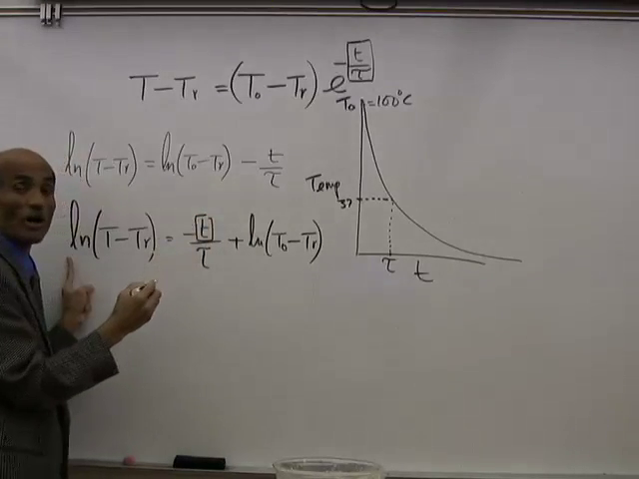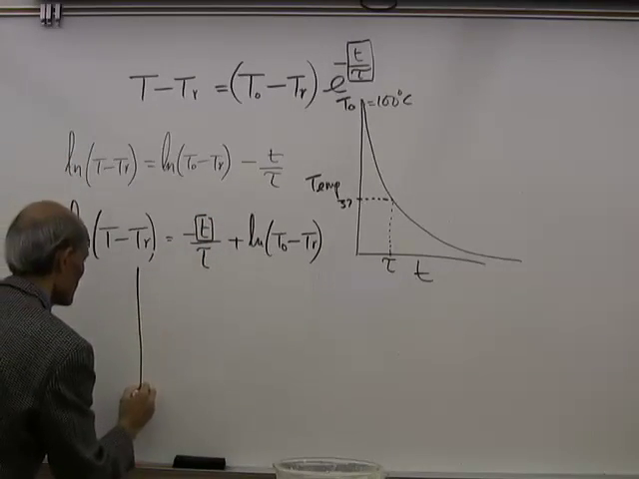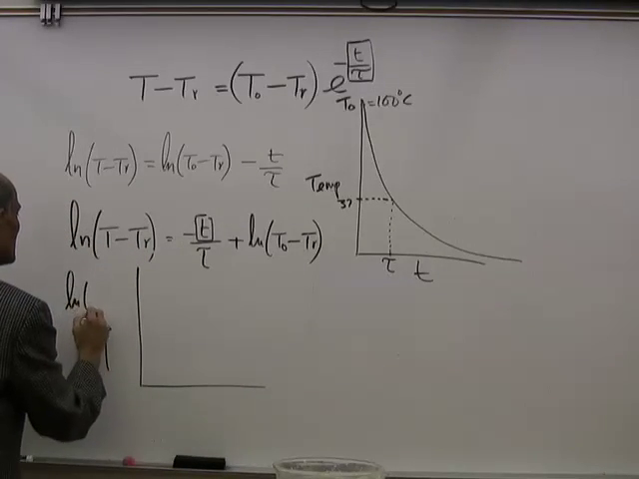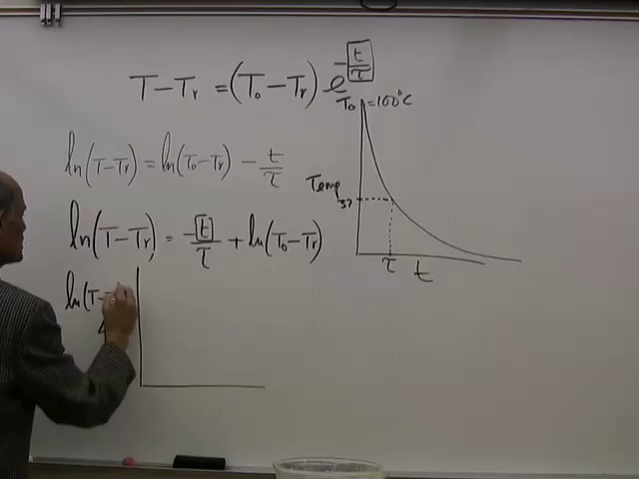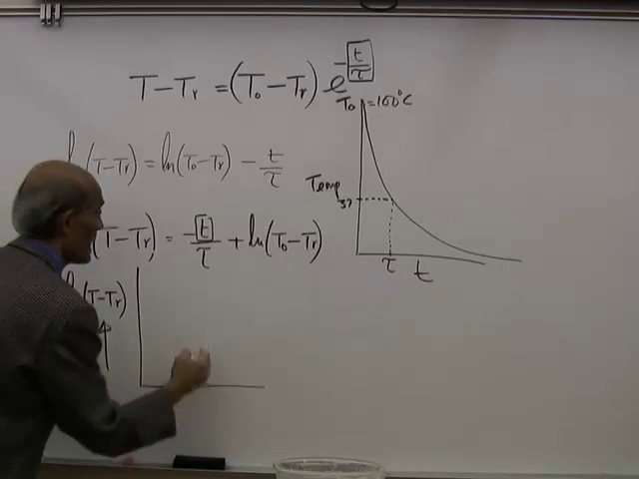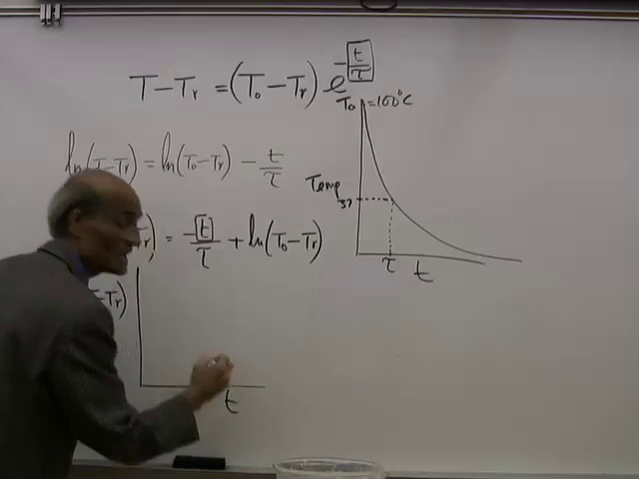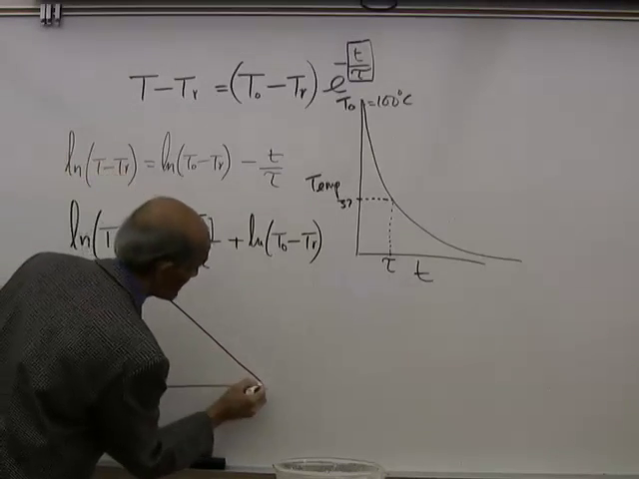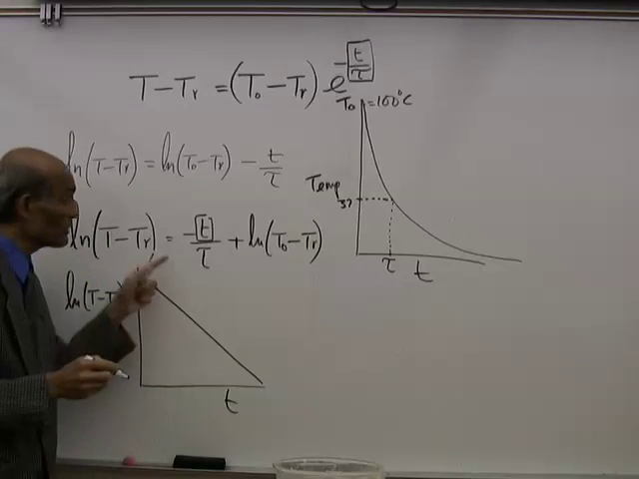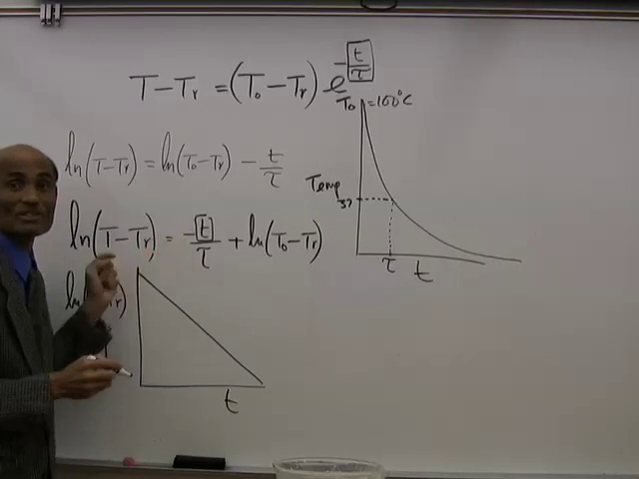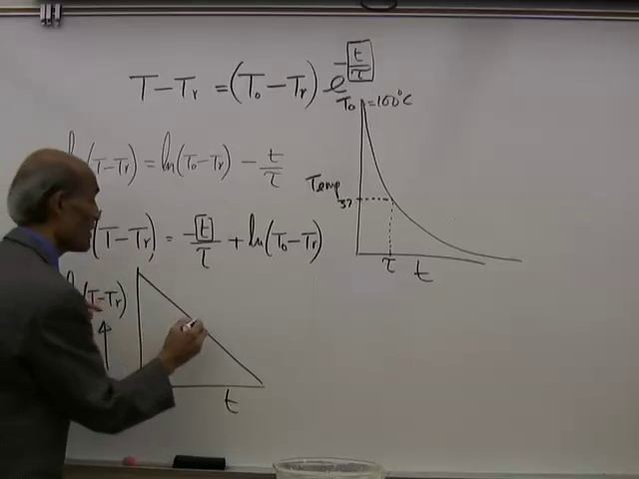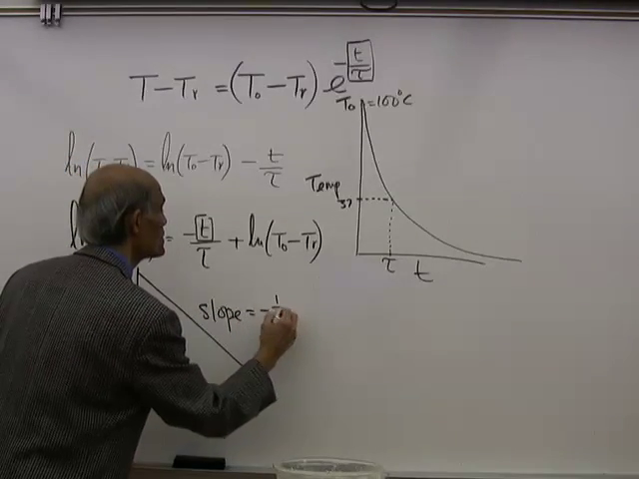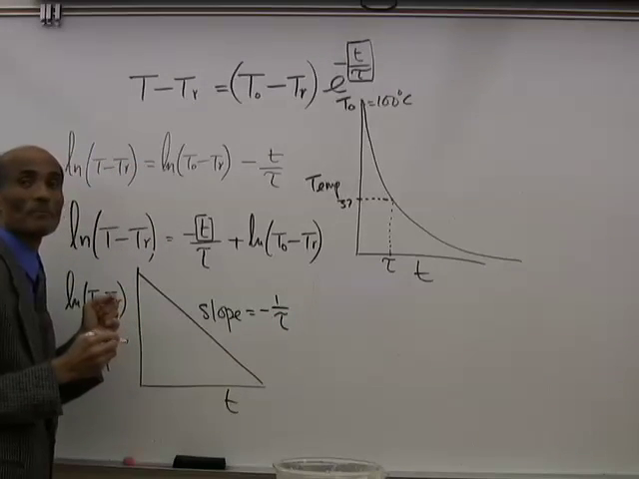If you now draw a graph, what will be on the y-axis? ln(T - Tr) on the y-axis, and the time on the x-axis. The graph will be a straight line like this. Why is it like this? Because the slope is a constant, and it is negative. What will the slope be equal to? It will be negative 1 over tau.